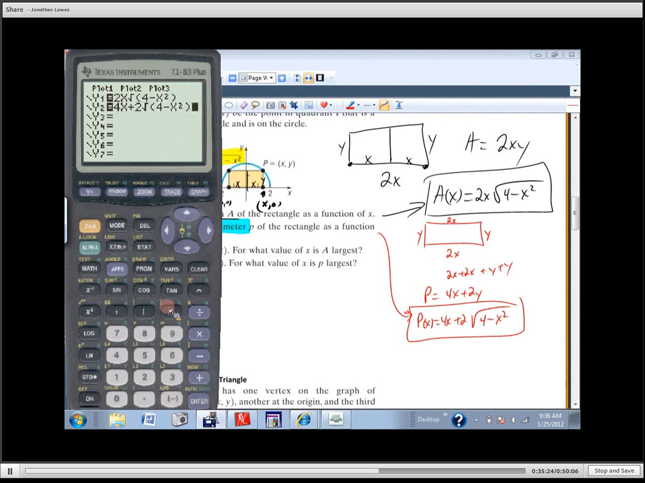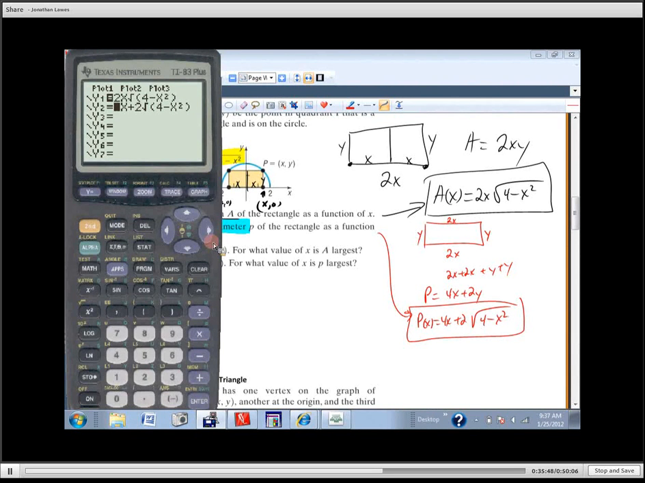There we go. Now, I only want to graph one at a time. I don't want to graph both of them. Does anybody remember how to do that? How can I turn this one off? Yeah, highlight the equal sign and just hit enter, okay? If the equal sign is not on, it won't graph that, okay?